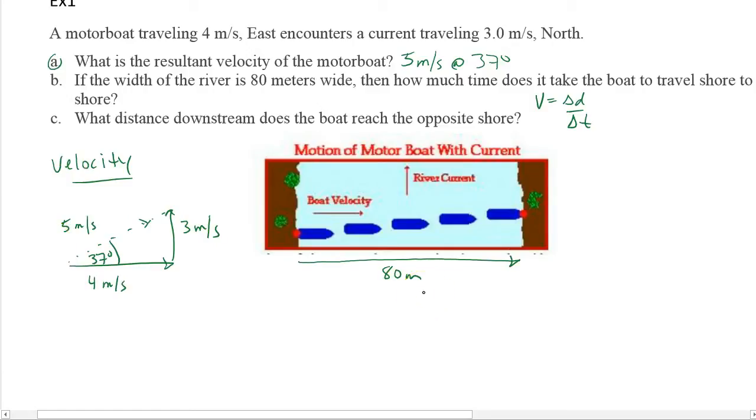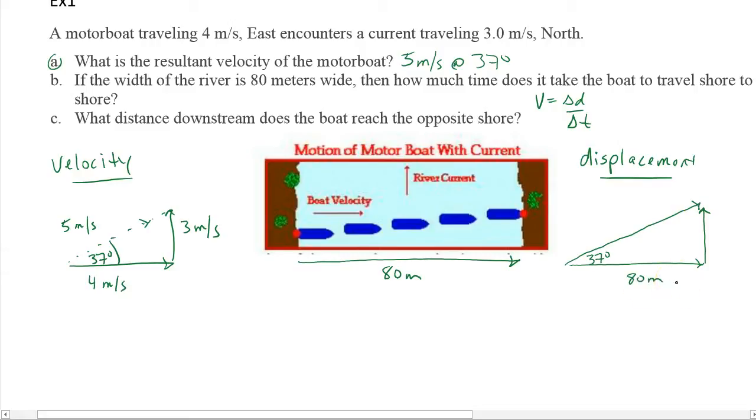So what I'm going to do is draw another diagram, and this is going to be a displacement diagram. This boat will be traveling at that same direction, so I'm going to draw a similar triangle. So this is the direction that it'll be traveling. With similar triangles, the corresponding angles are the same. It's still going to be going at 37 degrees, because that's the direction that it's moving. So after some period of time, it'll have moved in that direction, and I know that it's going to be 80 meters here.